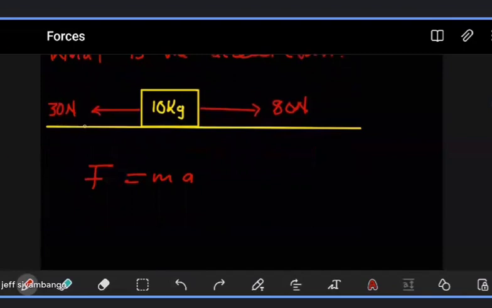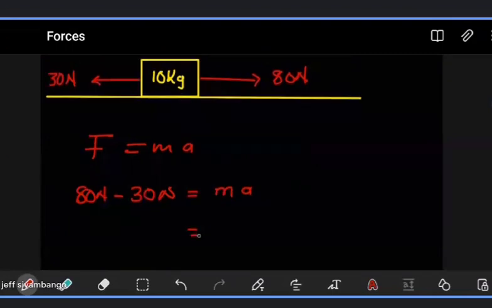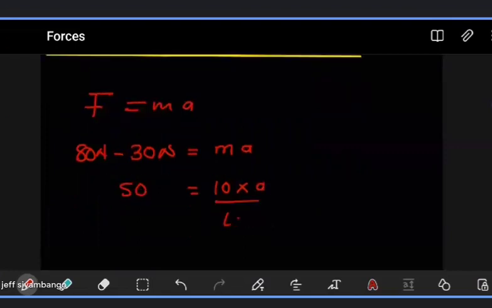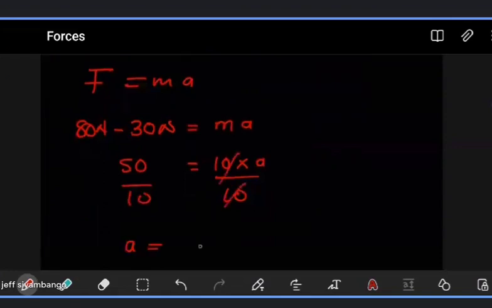So the 80 is to the right, so we'll have positive 80. And then we have the 30 is to the left, we have minus 30. And then this is what equals ma. So the m is the mass, we have 10 here, the acceleration. Then the difference here is just a 50. So we divide both sides by 10, this cancels. We get the acceleration as 50 over 10. So that becomes 5 meters per second squared. So this is a simple way we use this expression.